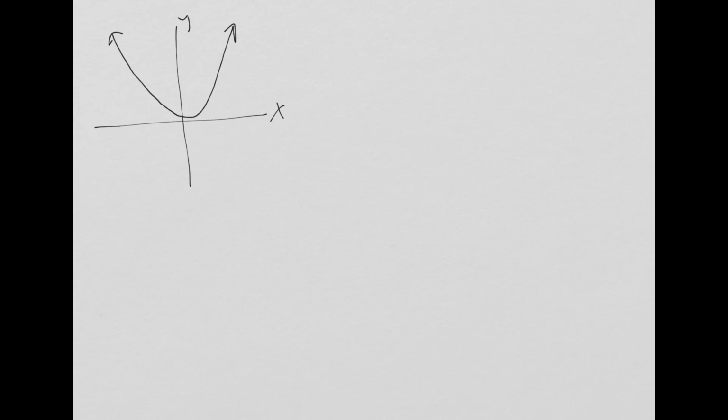Here's my x, here's my y. Here's f of x equals x squared. So it's just a parabola. It goes through the origin. You could make a table of different x values and y values and plot points, but f of x equals x squared is a graph that you're going to want to know what it looks like.